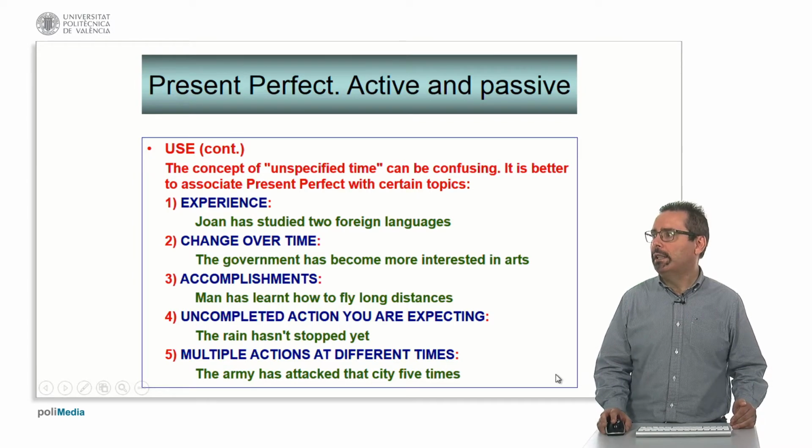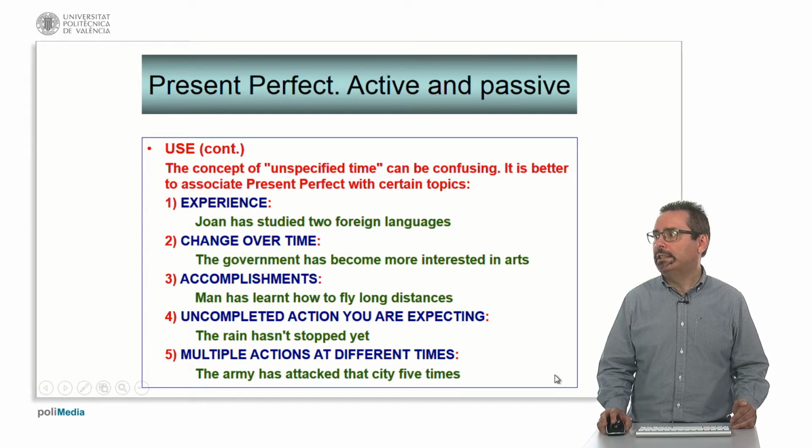Accomplishments in the past, man has learned how to fly long distances. Uncompleted actions you are expecting, the rain hasn't stopped yet, or multiple actions at different times in the past. The army has attacked that city 5 times, several times.